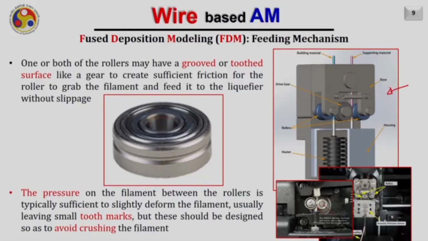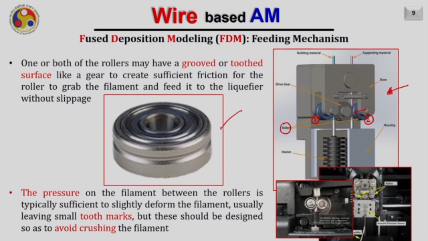So typically a system of pinch rollers looks like this. Here you can see there are two rollers. This is roller 1 and this is roller 2. These rollers have a grooved structure here. The groove is used to increase the contact area between the wire and the roller, because if the contact area increases, of course the friction will increase.